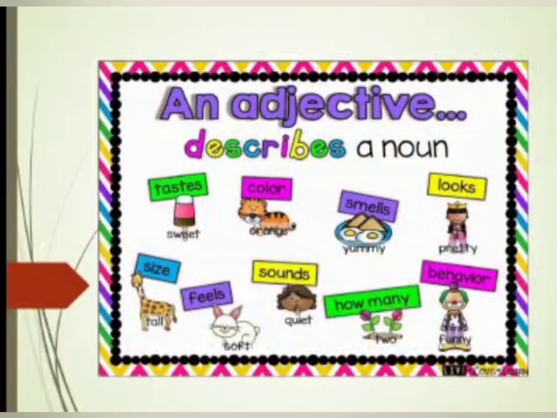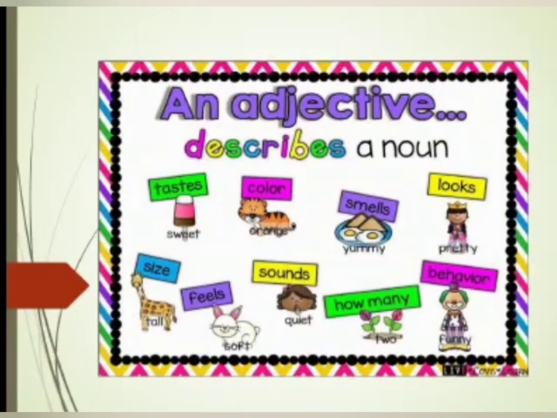Children, in today's module, we will learn about adjectives. An adjective is a word that describes a noun or a pronoun. Adjectives can be colors or numbers.